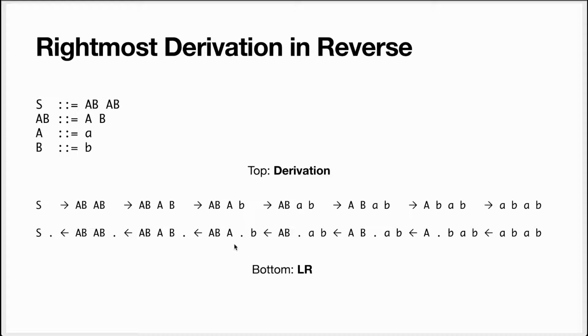On the fourth step, we shift a and reduce it to big A. And on the fifth step, we shift small b and reduce it to big B. Then we reduce those two to AB and then finally to S. So you can see that this is a straightforward LR parsing process. And as you can see, they match. Indeed, LR does perform a rightmost derivation in reverse.